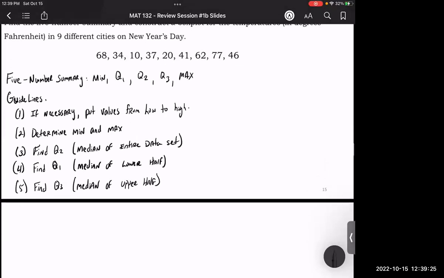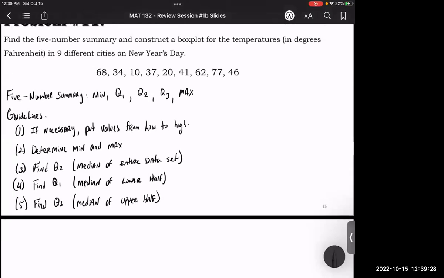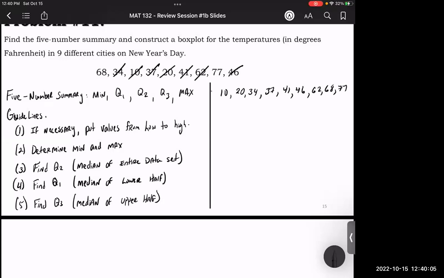Okay, so here goes. Look at your data values. Can we put them in order? What would be the first value? 10. The next value after 10? 20. Then 34. 37. Say it again. 41. 46. 62. 68. 77 is the last one.